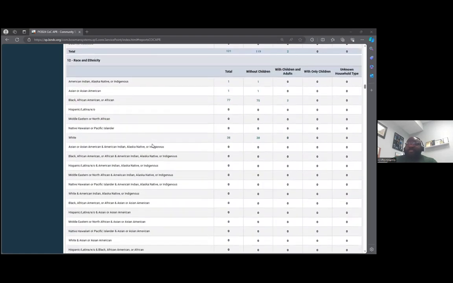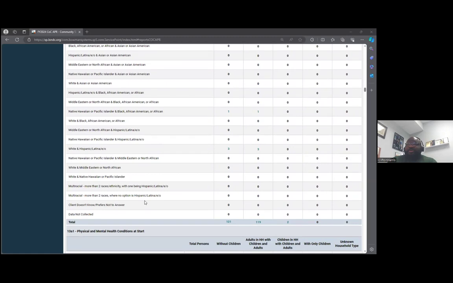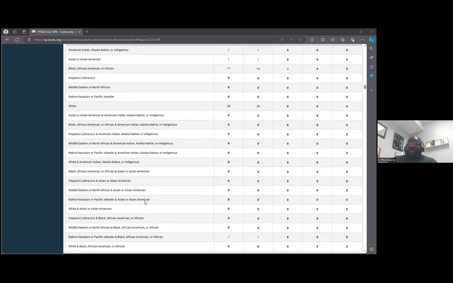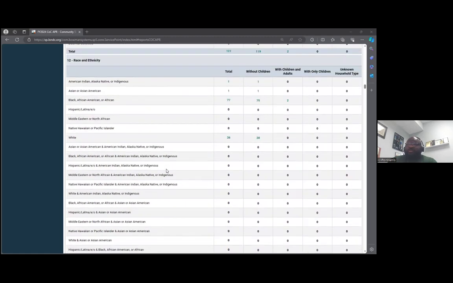12 is race and ethnicity. Before, race and ethnicity were two separate categories. Now those two have been combined into one, and clients can identify as more than one race or ethnicity. And so now this table has all the possible combinations that somebody could select, and all of those are now included in this table.